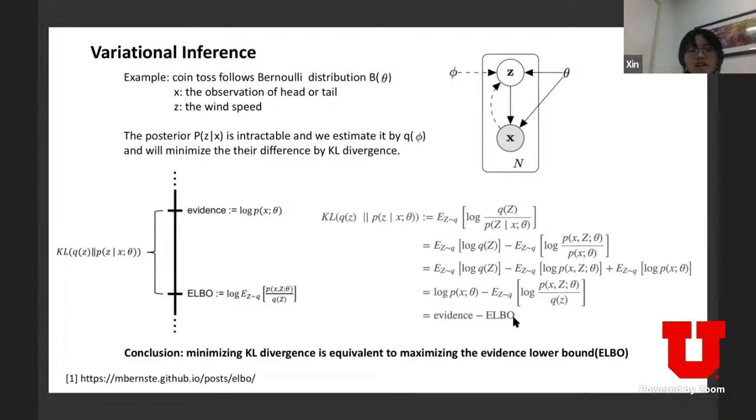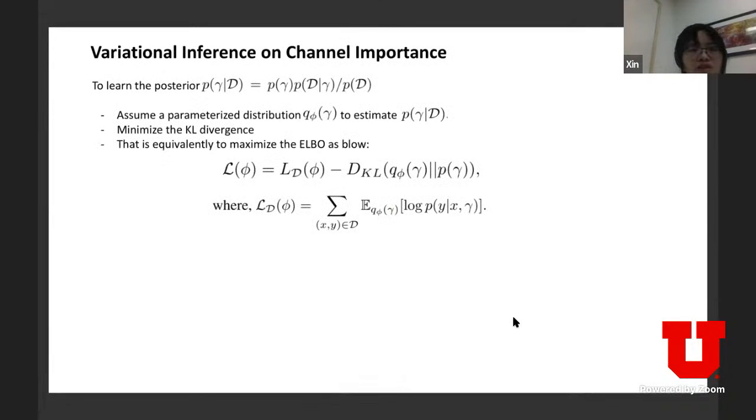That's the conclusion. Then let's go back to channel pruning. We need to learn the posterior P(gamma given D), so we want to use a parametric distribution Q phi of gamma. I just want to confirm one point: meanwhile, they estimate the filter parameters, right? Yes, this is during training. We can go to the next slide. There's nothing new here.